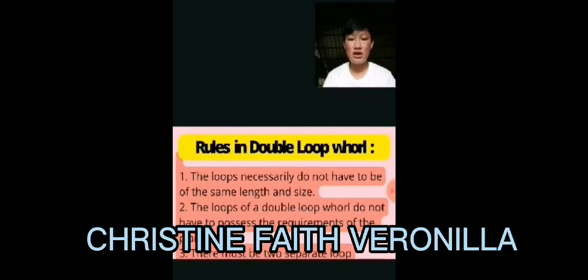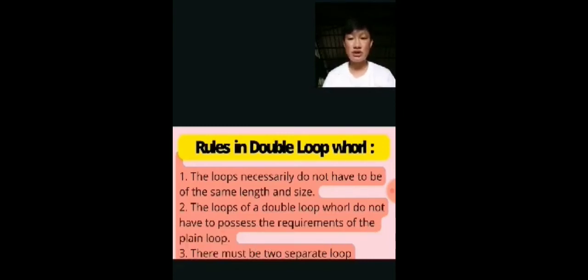So good day. My topic is all about the rules in the double loop whorl. First, the loops do not necessarily have to be of the same length and size. Hindi dapat necessary na yung dalawang loop ay pareho yung length at size nila. Meron isa na maliit, tsaka meron din isa na malaki. So hindi sila the same.